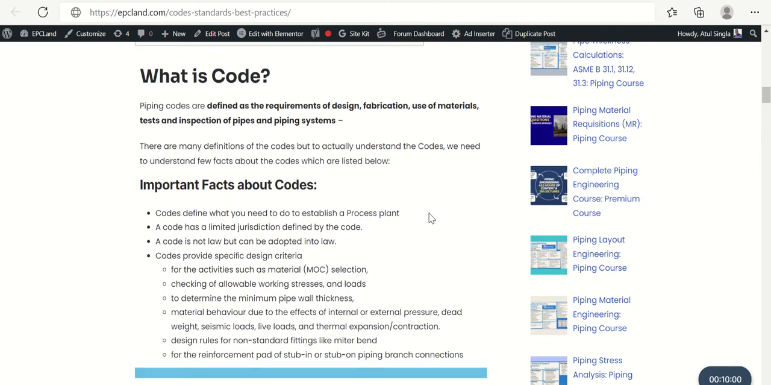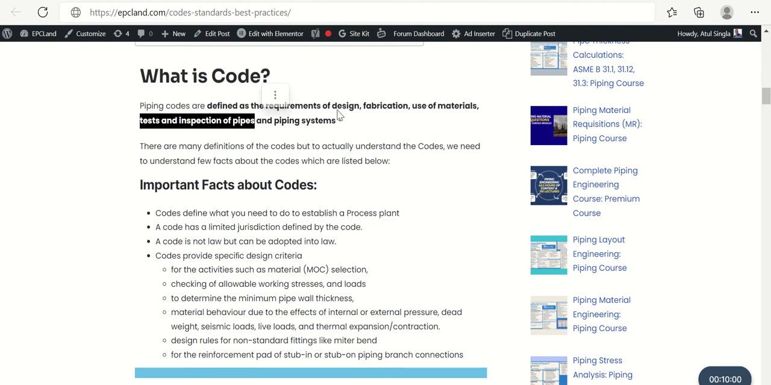So let us start with what is code. Piping codes are defined as the requirement of design, fabrication, use of material, tests and inspection of pipes and piping system. Now if you look at the basic definition, we are talking about the requirements of design. We are talking about requirements of fabrication, what kind of materials we are going to use, what kind of tests and inspections will be there.